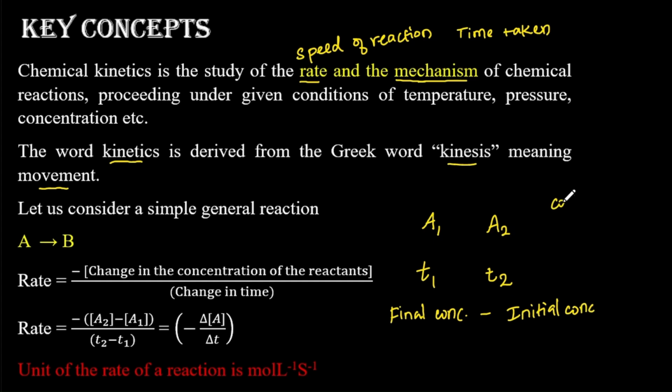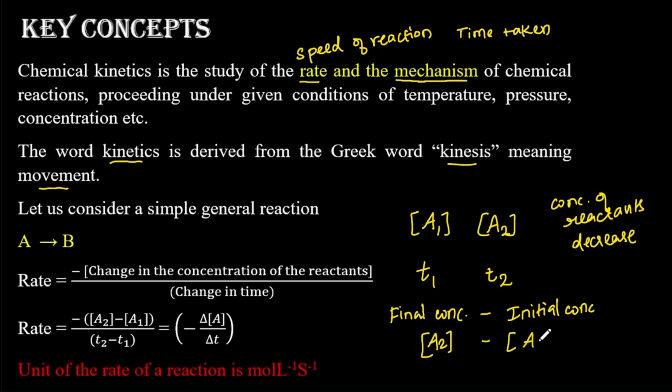We know that concentration of reactants decrease. So if we subtract final concentration A2, concentration is represented by square bracket, minus initial concentration A1, then we will get a negative value because concentration of reactants decrease. So what is the meaning? Concentration of A2 is less than concentration of A1. So when you subtract this, you will get a negative value as the concentration of A1 is greater. So minus delta concentration of A.